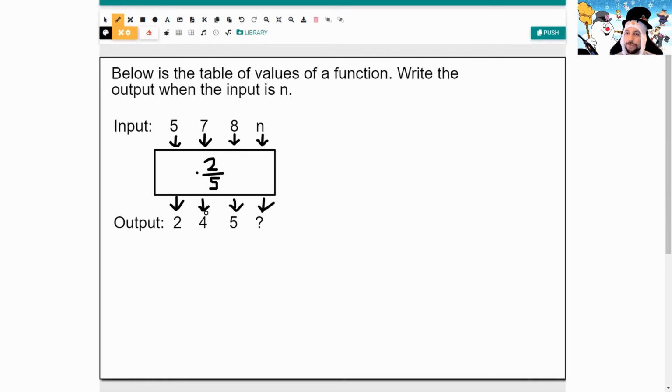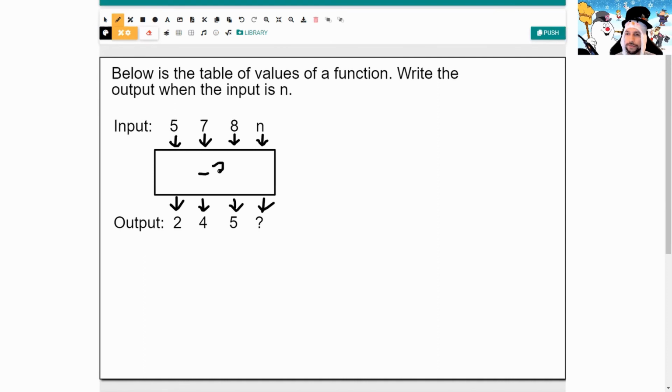Is 7 times 2/5 equal to 4? Well, 7 times 2/5 is 14/5, and that's not even a whole number, so that's certainly not the case. Whew. Well, what else could we do to make numbers smaller? Well, the simplest operation to make numbers smaller would be to subtract. How do we get from 5 to 2 by subtracting?